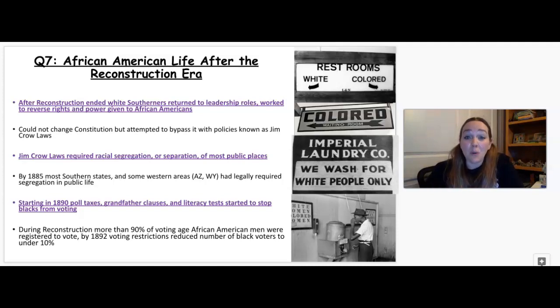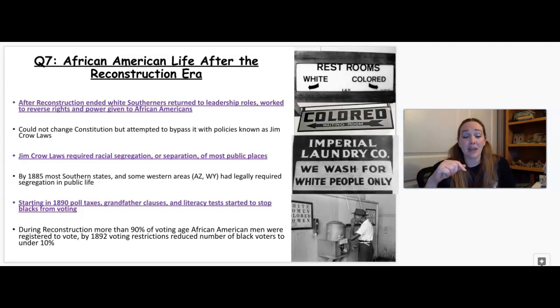Again, they also start the poll taxing and the grandfather clauses and the literacy tests and stuff with voting. Just horrendous treatment. An example of how much voting is impacted, and you guys got to remember the population down south. Some of these states have more African Americans living in the state than they have white people. So the African American vote matters and could totally change the course of an election in a lot of these southern states.